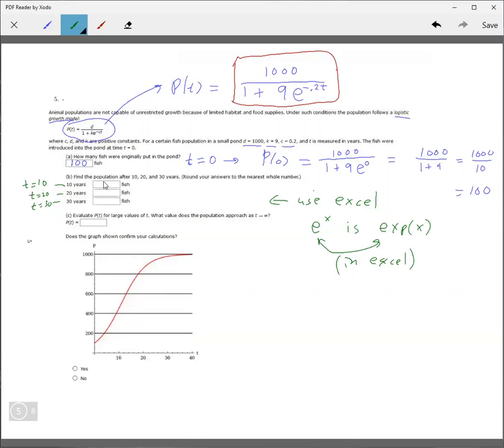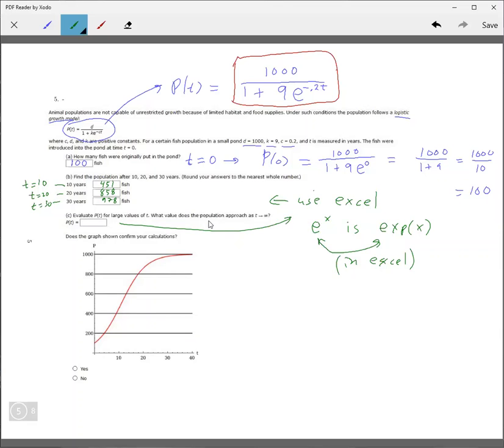So this one was 451. This one was 858. And this one is 978. Okay, now this part right here, we're also going to use Excel for that one.